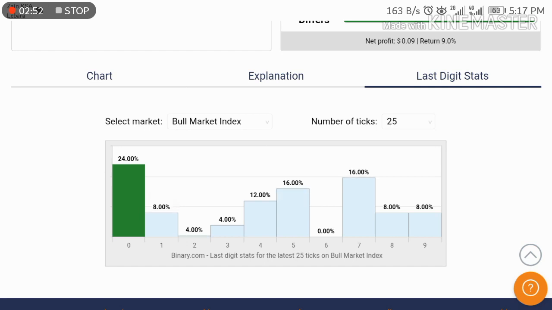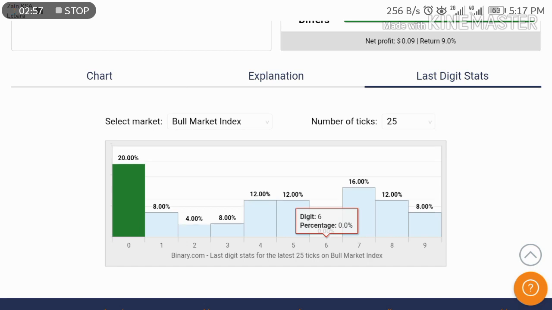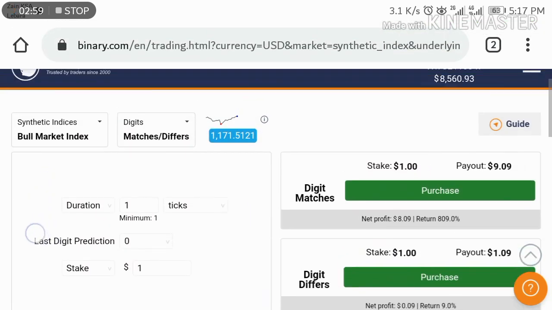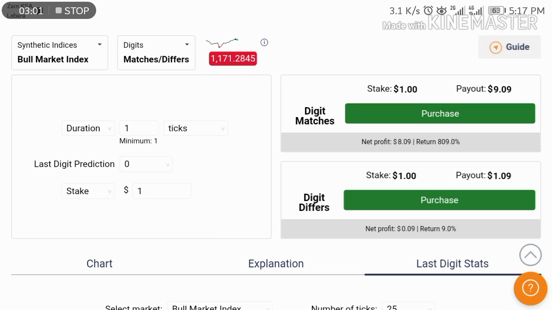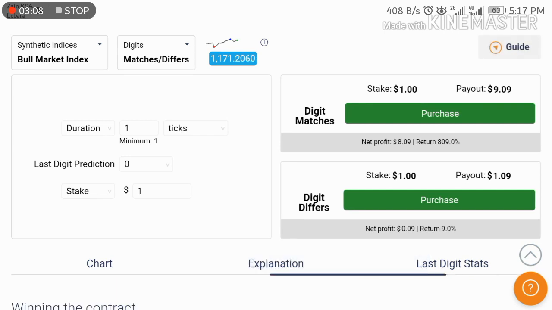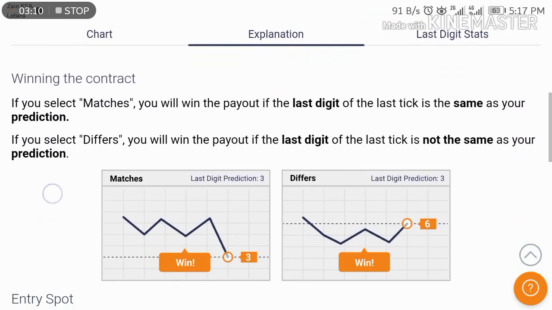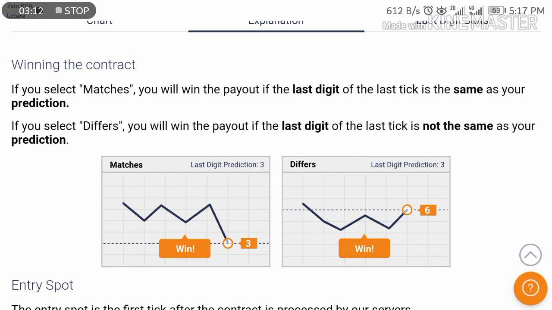So let's set the digit 0 and start our first trade, and you have to click on digit difference. What is digit difference? Look at this explanation. If you select difference, you will win the payout if the last digit of the last tick is not the same as your prediction.